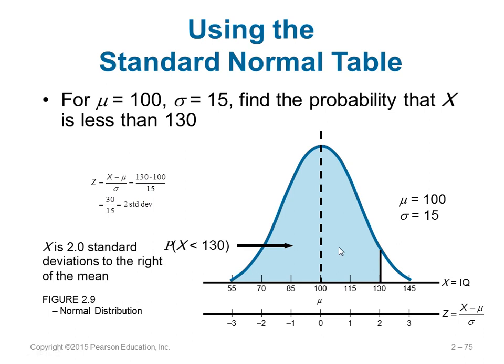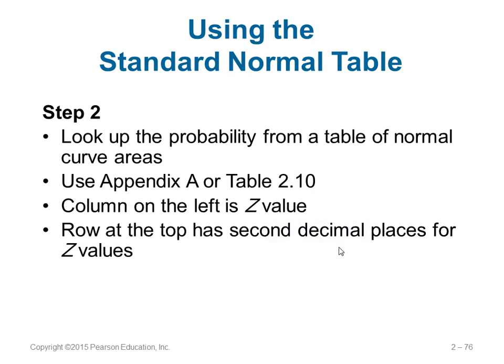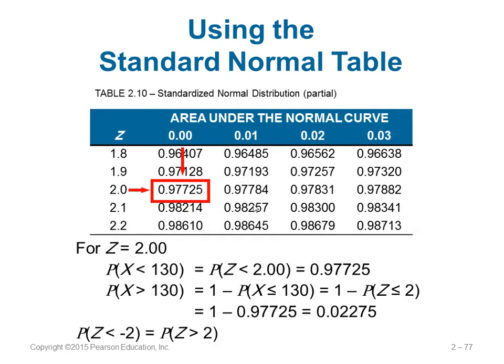The standard table goes from left to right. Look for the value in the table. In the first column you will find z, and the decimal points are also given. So it is 2.0. You have to find z is 2. So this is the value 0.97725. Right? So this is less than. If you want to find the probability of x greater than 130, you just have to subtract 1 minus this.